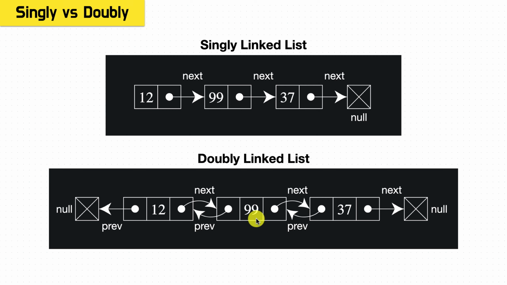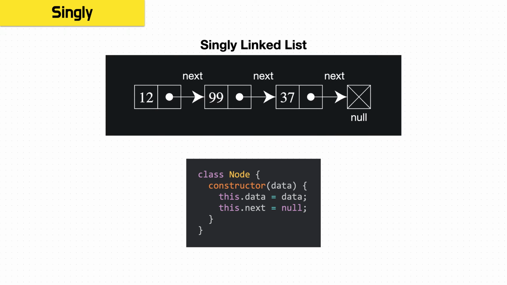However, with the doubly linked list, you can move in either direction. So you can go forward in the list, or if you need to go backwards, you just follow the prev pointers. So both singly linked lists and doubly linked lists can only move one item at a time. The only difference is that singly linked lists can go in one direction, but doubly linked lists can go in both directions.